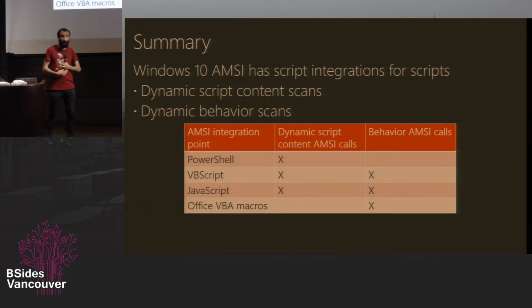When it comes to Office VBA macros, that was the feature that we announced very recently, I think about 2 months ago. We just have the behavior-based AMSI calls. However, AV engines are already scanning the macro content prior to execution, so there isn't really a need for the dynamic script content in the case of Office macros.